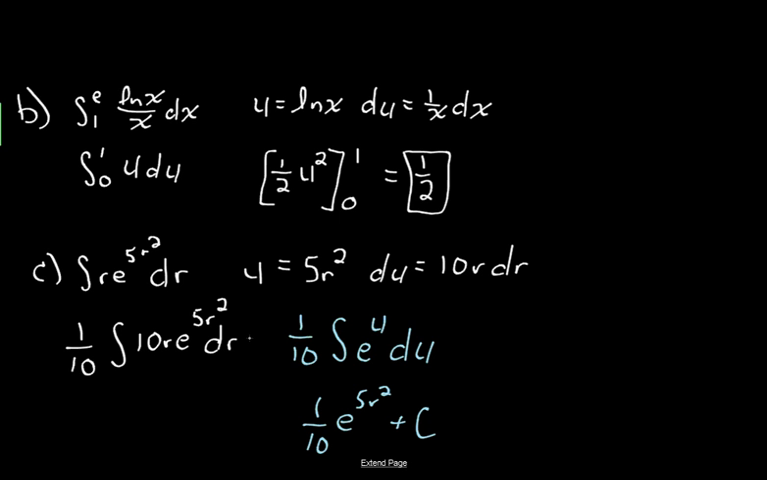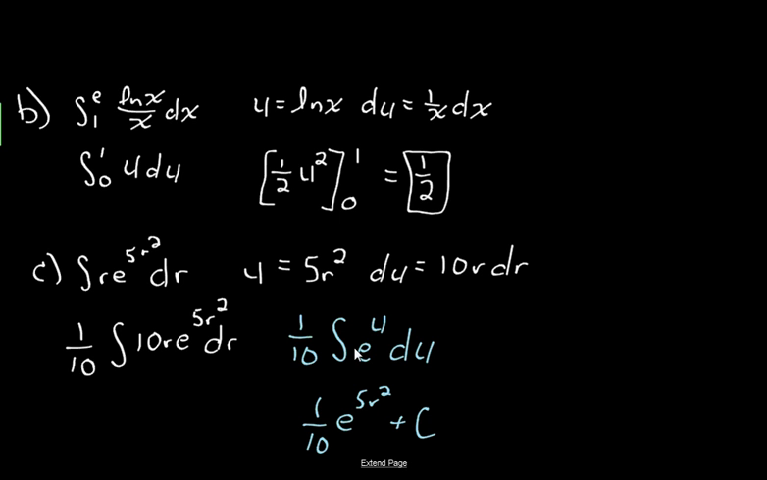And so whenever we're doing this, once again, I don't have 10r. I only have an r. So in order to get that 10r, I have to also divide by 10. So I want to multiply by 10 to have the derivative of my u, and so I have to divide by 10 as well. Now I can do my substitution. I substitute in u for 5r squared and du for 10r dr. And then from there, I finish the problem.